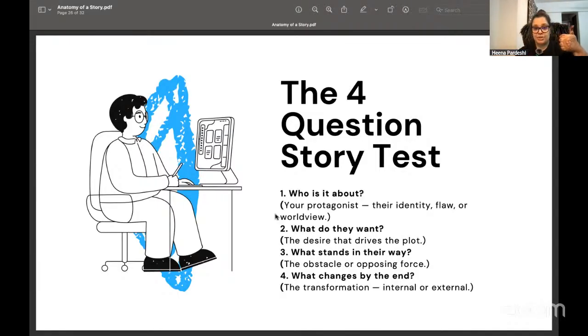Who is it about? What do they want? What stands in their way? And what changes by the end? If you are able to answer these 4 questions, then you definitely have an idea that can be changed into a story.